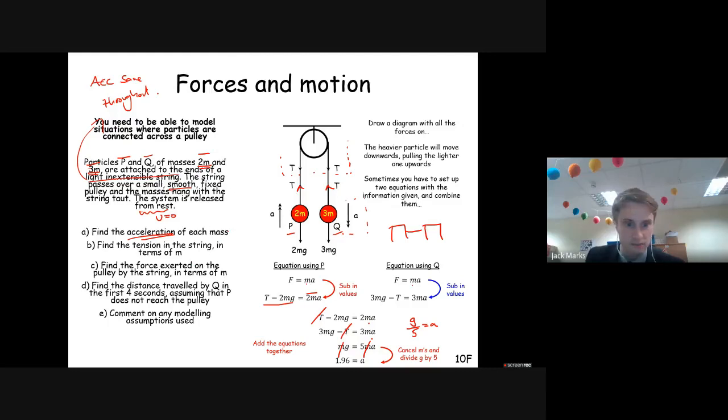That's your acceleration. So as long as you know to put a direction on it, and you make an equation about each of the particles, add them together, you can find your acceleration.